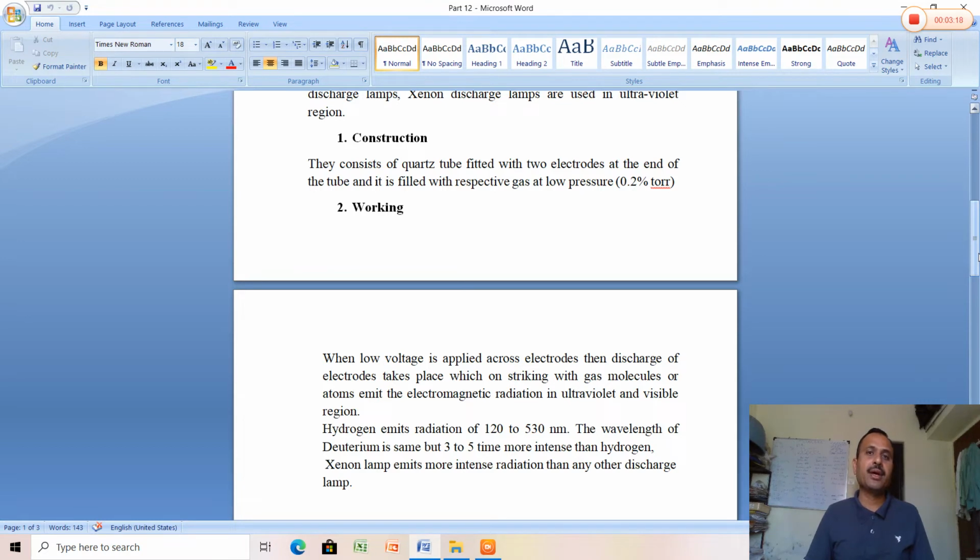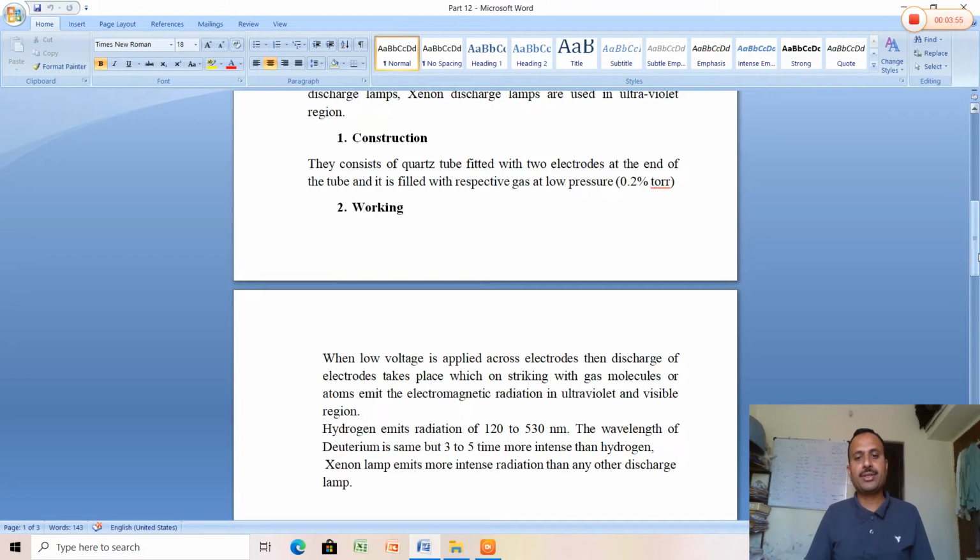Now these electrons are emitted everywhere, and they strike any gas atom or gas molecule present in the tube, and finally this gives rise to electromagnetic radiation, because when electrons are absorbed by the gas molecules, they become excited. The excited species of gas atoms or molecules come down to the ground state with the liberation of electromagnetic radiation. So that is the working principle of any type of discharge lamp.